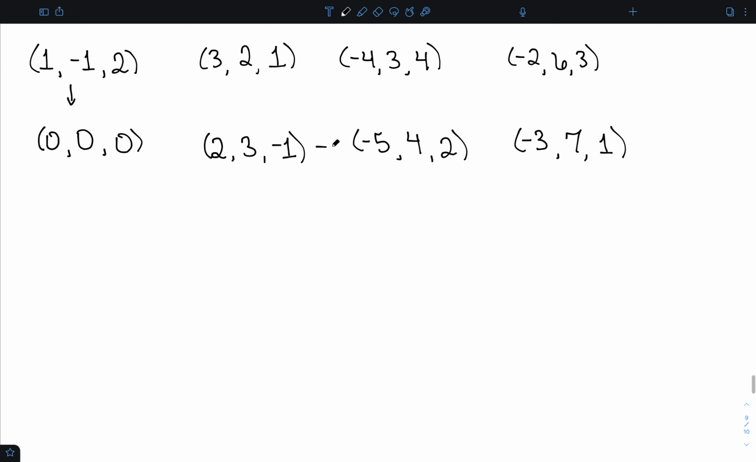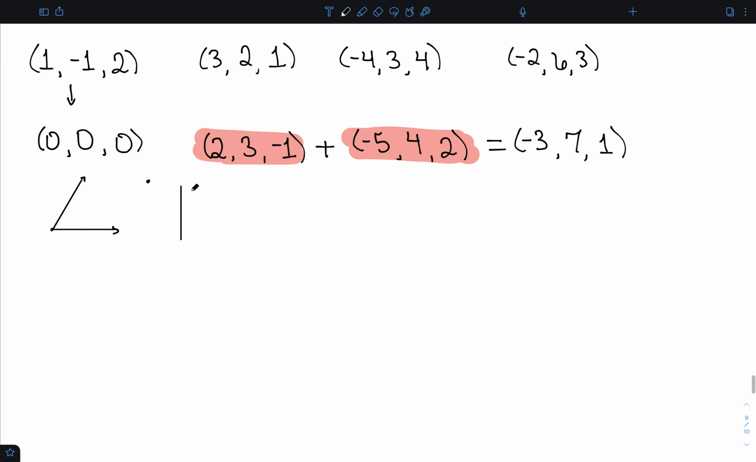I can see that if I add these 2 points, I get the third, which tells me that the 2 points that I care about are these two. They're the two that are adjacent to my origin. They're the ones that are determined by these two vectors, whereas my fourth point, that -3, 7, 1, is the fourth point of the parallelogram. So I need to find the cross product of these.